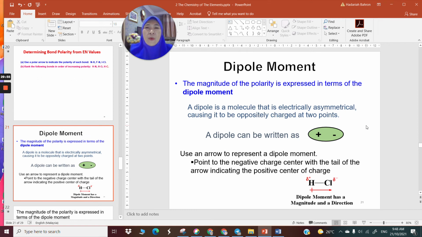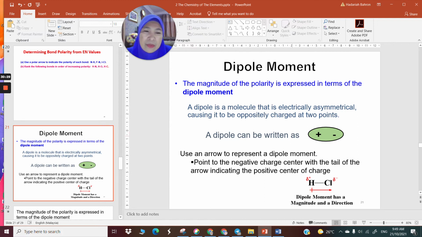Now that we have understood polarity, I'm going to go into the next topic, which is dipole moment. The magnitude of polarity is expressed in terms of dipole moment. The higher the polarity, the bigger the dipole moment. A dipole, or kutub when you talk about it in Malay, is a molecule that is electrically asymmetrical, causing it to be oppositely charged at two points.